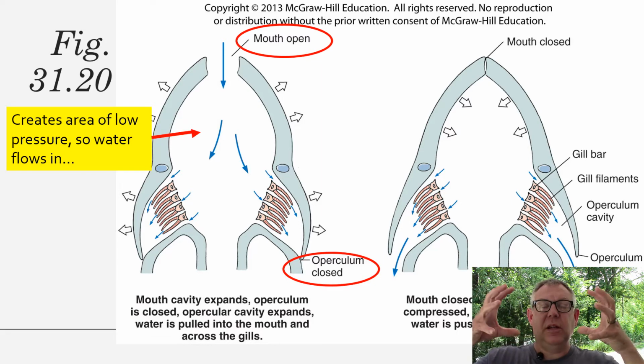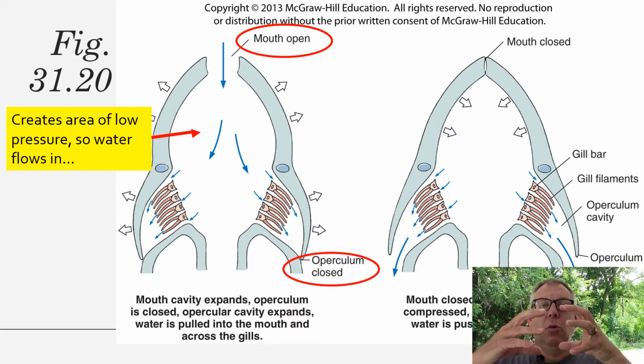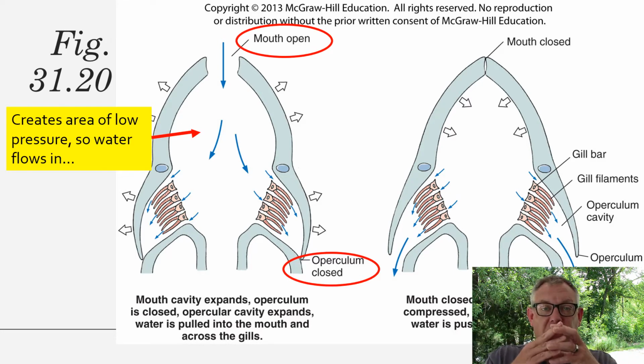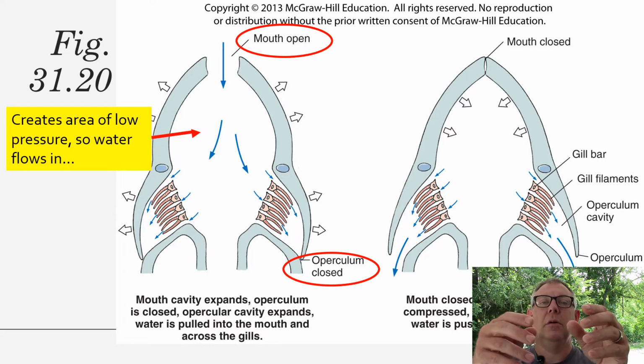And so by increasing the volume of this buccal cavity, you create an area of low pressure. So you've got high pressure outside the fish, low pressure inside the buccal cavity, so water is going to flow in. Then the mouth closes, the buccal cavity is squeezed shut, you decrease the volume, and so you increase the pressure in the buccal cavity.